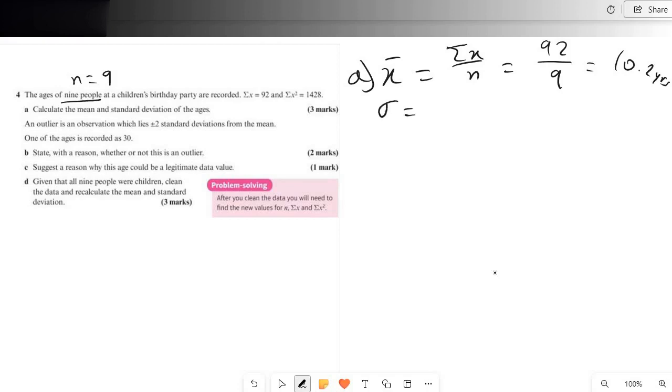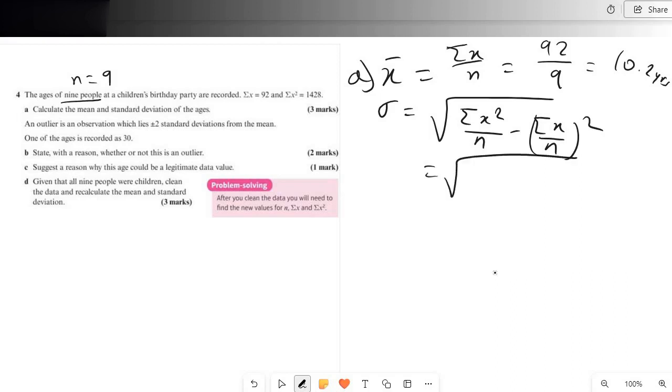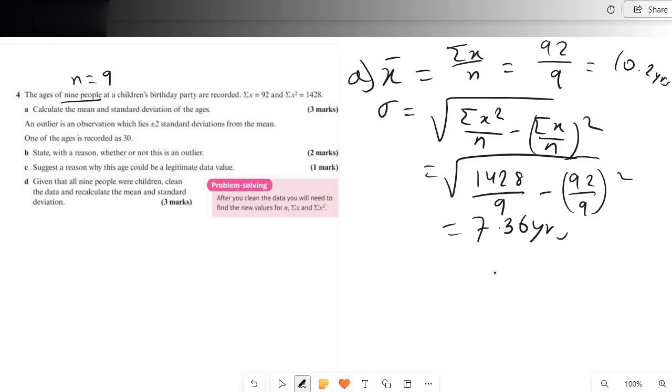And similarly, standard deviation, if you remember from our previous video, is going to be the square root of summation of x squared divided by n minus summation of x divided by n, whole squared. And this gives us a value of 1428 divided by 9 minus 92 divided by 9 whole squared. And this gives us a value of roughly 7.36 years. For number B, an outlier is an observation which lies plus minus 2 standard deviations from the mean. One of the ages is recorded as 30. State with a reason whether or not this is an outlier.